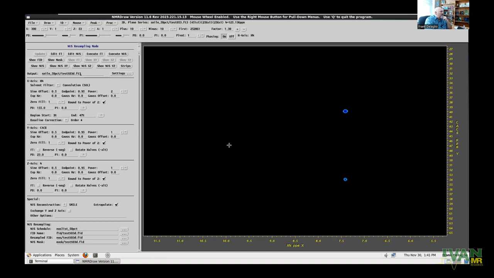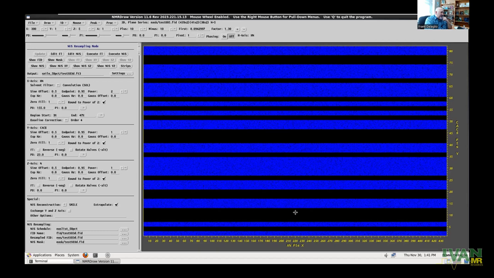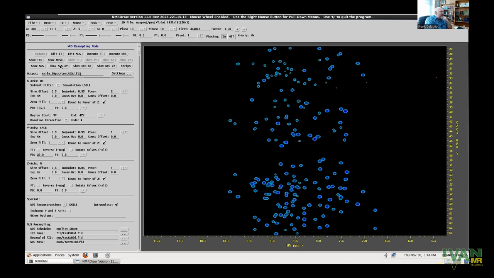And if you want to see, here's the sampling schedule. These are the different planes of the sampling schedule. So the blue parts are samples that were kept. The black parts are samples that were skipped. And so here's the 2D projection of the NUS reconstruction. And they look very nice.